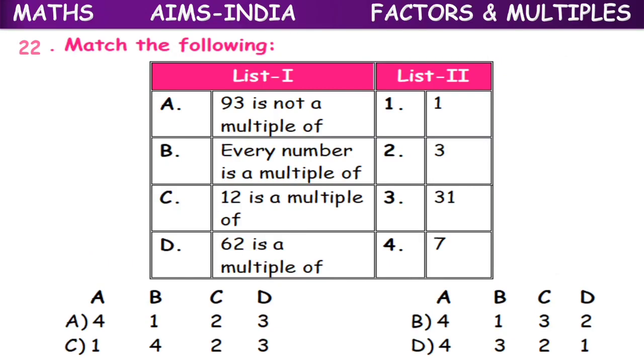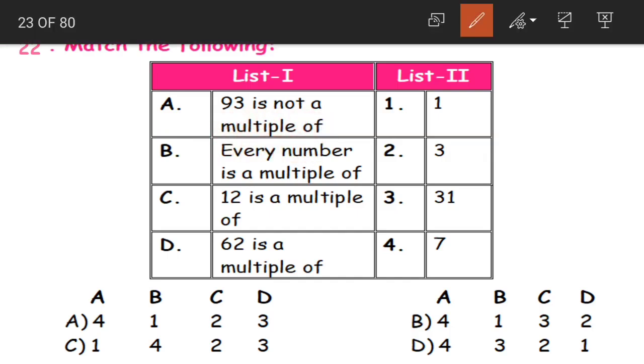Next question. Match the following. See here, we have list 1 and list 2. We have to match the statements in list 1 with the answers in list 2. Now, 93 is a multiple of 1. 93 ones are 93. Again, 93 is a multiple of 3. 31 threes are 93. So what is the answer? Option 4. 93 is not a multiple of 7. It does not come in the 7 table.